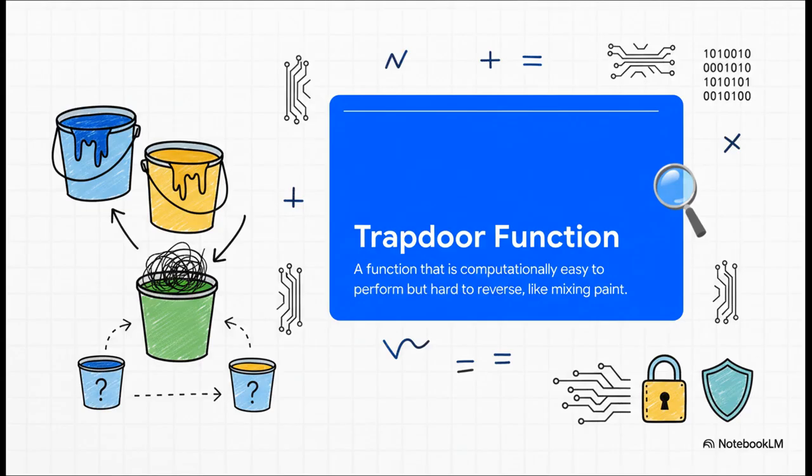And the analogy on the slide is just perfect. It's super easy to mix blue and yellow paint to get green. But trying to unmix the green back into pure blue and pure yellow, good luck with that. It's pretty much impossible. That mathematical one-way door is what keeps your digital life secure.